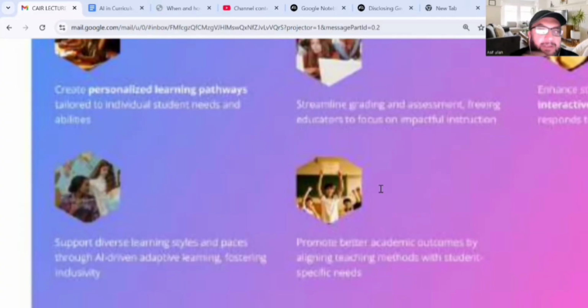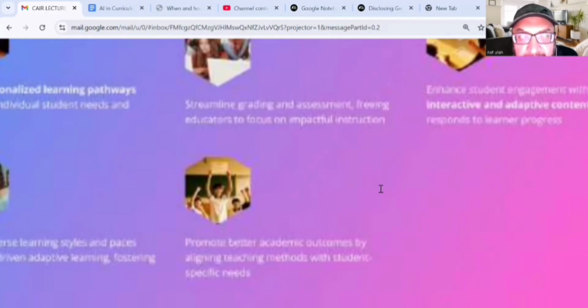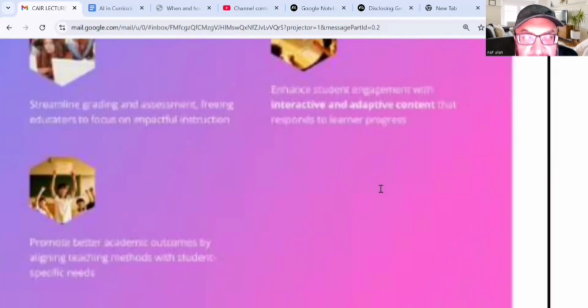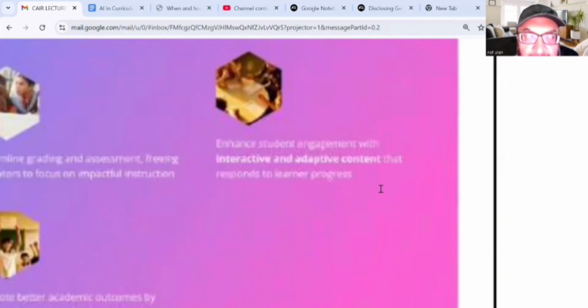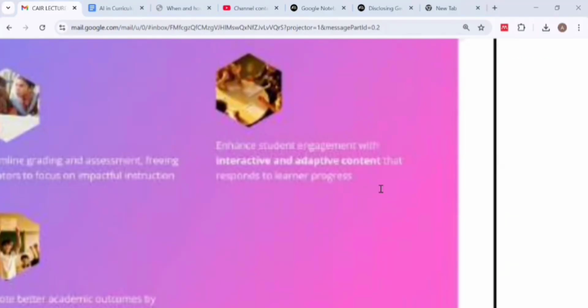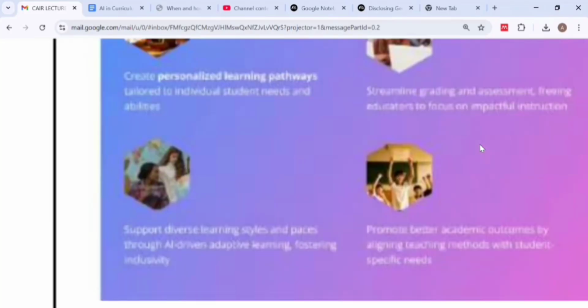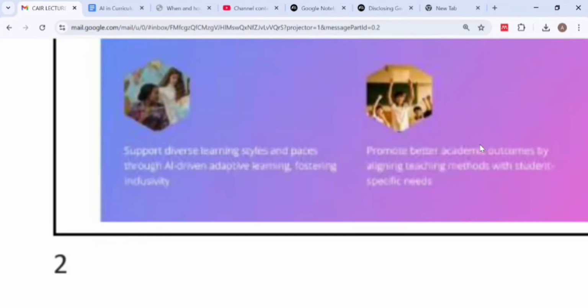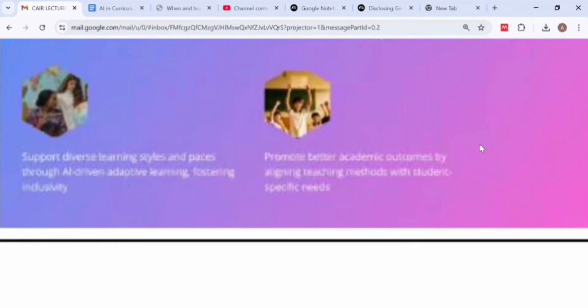It creates personalized learning pathways tailored to individual student needs and abilities. It can streamline grading and assessment, keeping educators focused on impartial assessment and impactful education. It enhances student engagement with interactive and adaptive content that responds to learners' progress. It supports diverse learning styles and paces through AI-driven adaptive learning, fostering inclusivity. It prioritizes better academic outcomes by aligning teaching methods with student-specific needs.